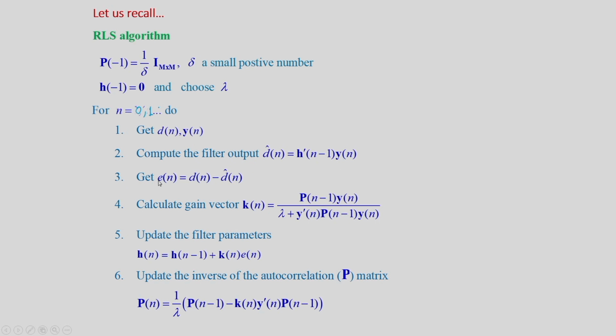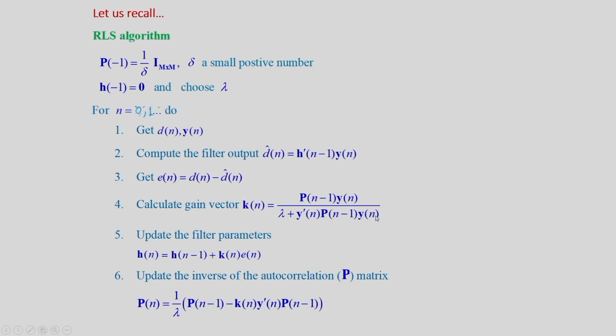Then we compute en is equal to dn minus d hat n. D hat n we have computed, dn is here, so we find the error. The next step is to calculate the gain vector kn. Kn is given by P n minus 1 into yn, that is the current data and P matrix, divided by lambda plus y transpose n into P n minus 1 into yn.